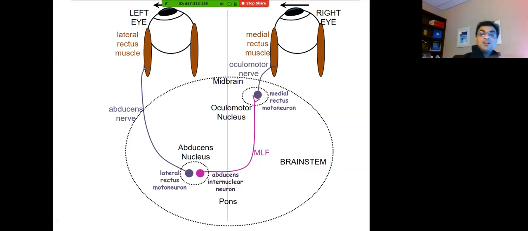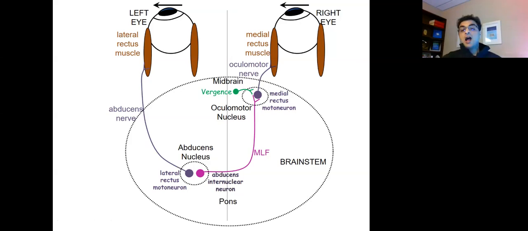Now, this circuit is very strategic because it has another mechanism called vergence. If you want to make a vergence movement, then vergence is actually going to innervate only the oculomotor nucleus on both sides, and your eyes are going to converge. In that case, you will look closer. And this mechanism is going to spare your medial longitudinal fasciculus. So differentiating between vergence and the yoked eye movements is going to give you a very important diagnostic marker of a certain type of eye movement or localization of certain types of disorders.